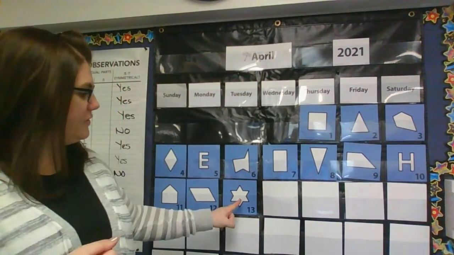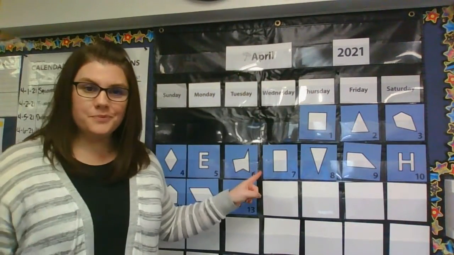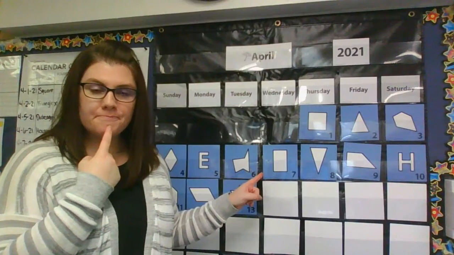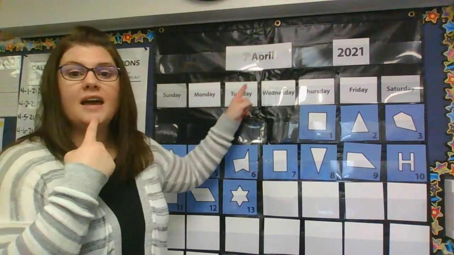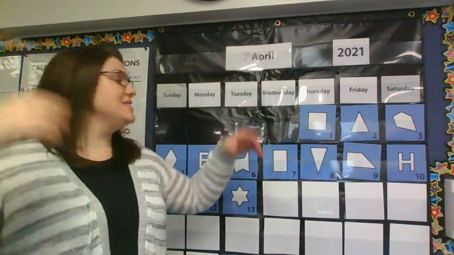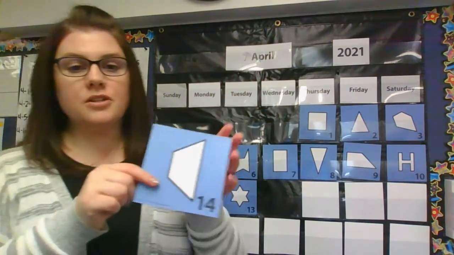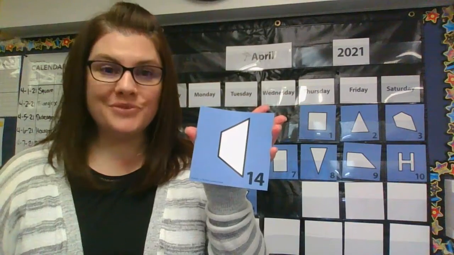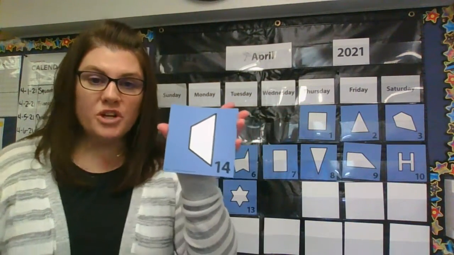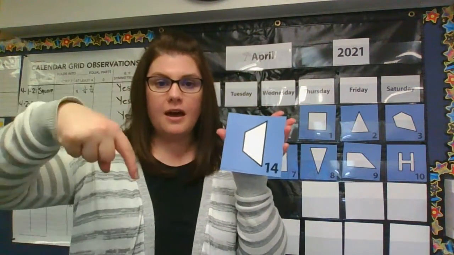Yesterday was Tuesday. So if yesterday was Tuesday, what's today? What comes after Tuesday? There's Tuesday and there's Wednesday. You got it. Let's turn our Wednesday card around. What number is that? You bet it's the number 14, which means it is the 14th day of the month.